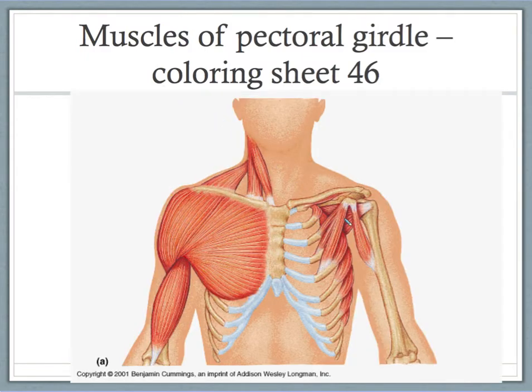This here is your pectoralis minor muscle. When it contracts, because your ribs can't really move anywhere, your ribs are kind of fixed, it's going to pull your scapula in the forward and downward directions as well. But that is your pectoralis minor.